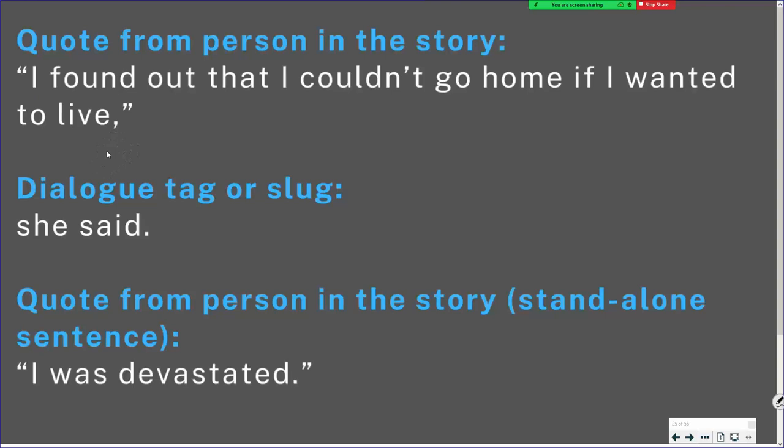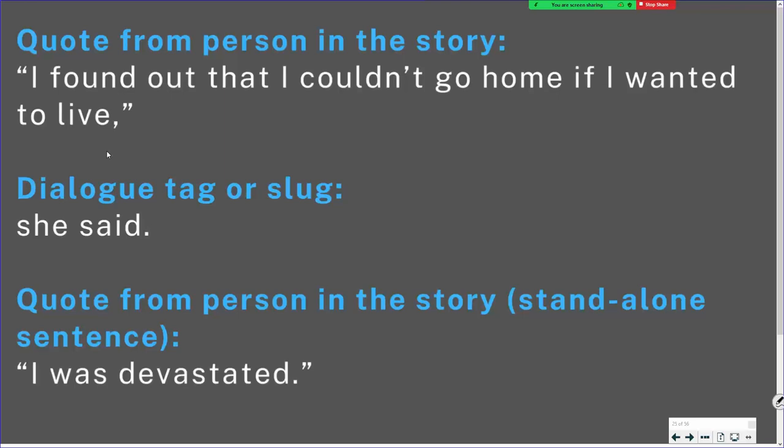And then we've got a dialogue tag or a slug. So a dialogue tag, or sometimes they call them slugs, is she said, he said. Sometimes the writer will use, like, she yelled, she screamed, he exclaimed, he whimpered, there's lots of different ways to say it. The most common way to say it is she said. And that is the most common basic way of saying it. So don't feel like you have to dress it up or change it. Usually the she said or he said is the best one.